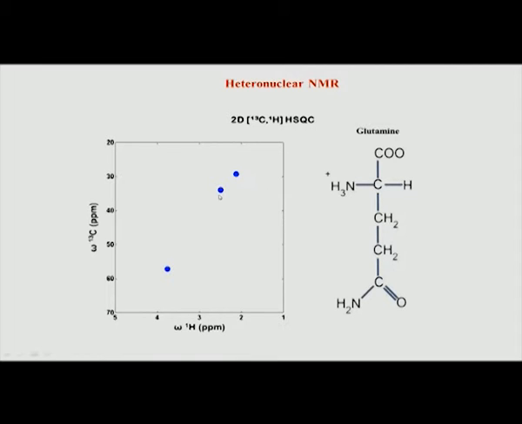So, this is the HSQC spectrum of this molecule glutamine. It is an amino acid and it has a structure which looks like this. So, how many hydrogen-carbon pairs are there? You have to keep in mind that we are only detecting pairs, we are not detecting any other system, we are only looking at CH pairs. So, there is one CH here, there is one CH here and there is one CH here.